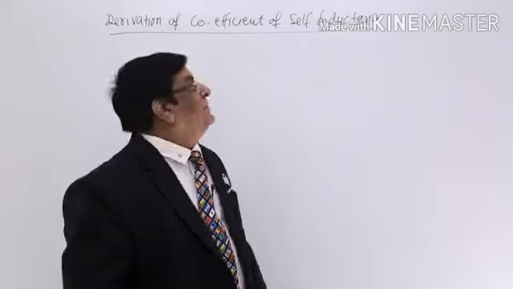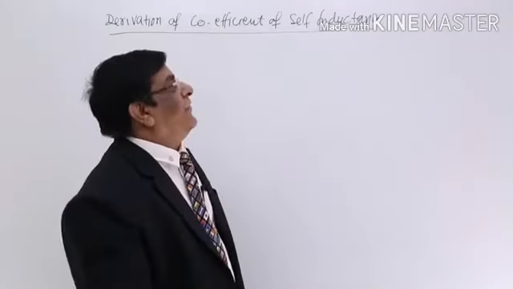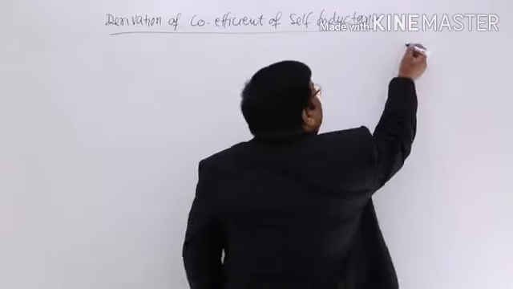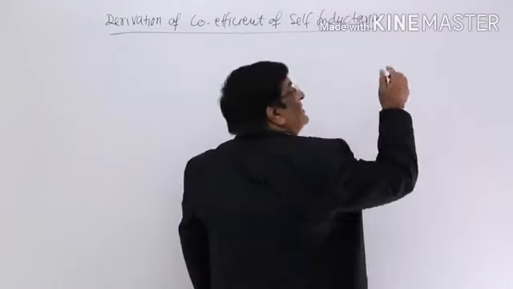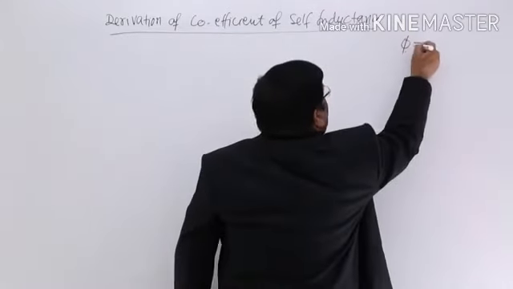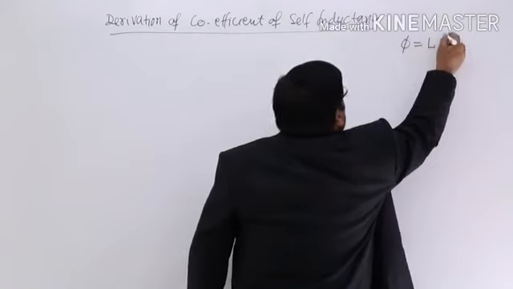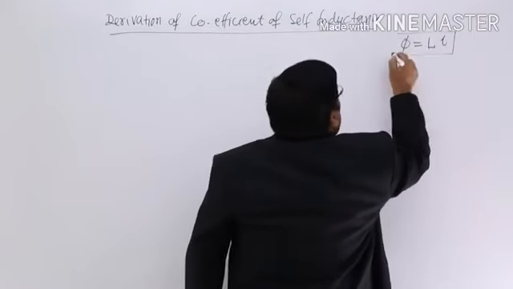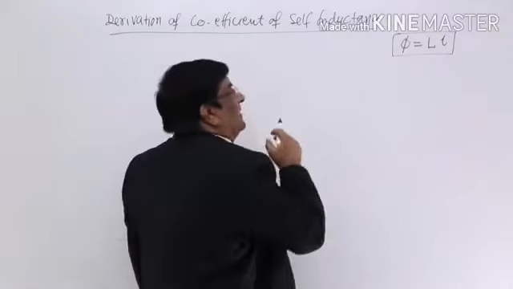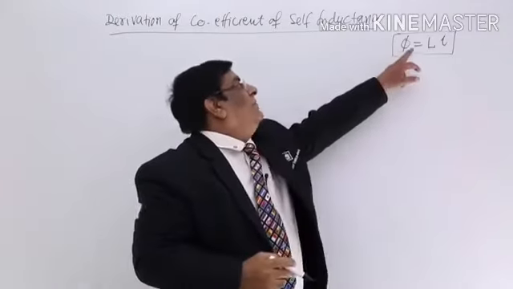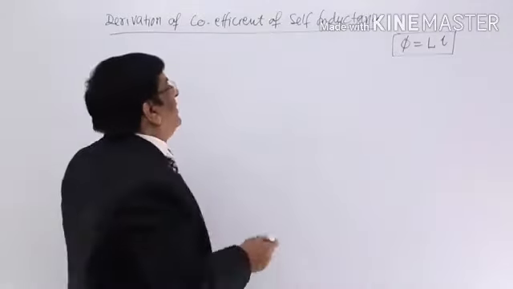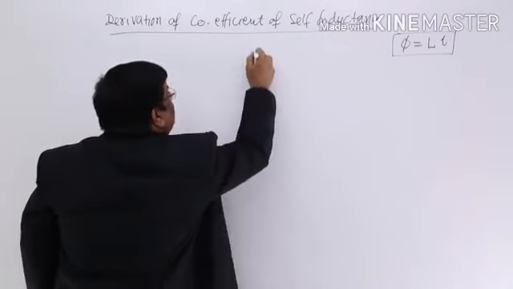For calculation of coefficient of self-inductance, we take help of the relation which was originally that phi is equal to L into I, where L was coefficient of self-inductance and the flux depends upon the current. We have a coil here.